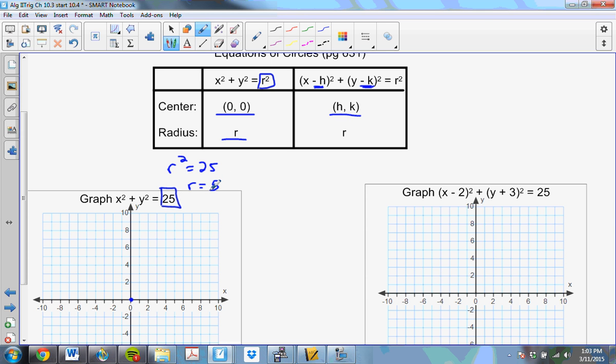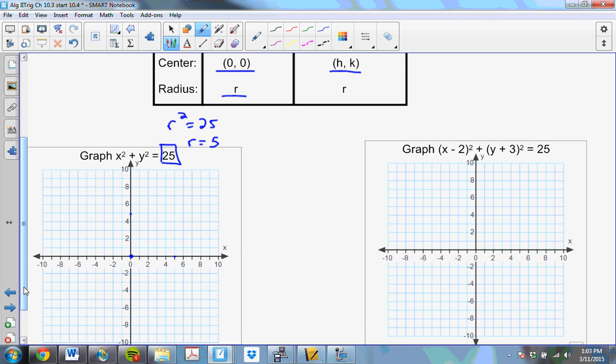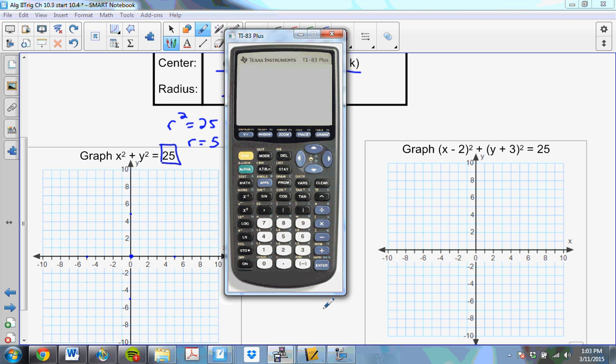So I know that from the center, I'm going to go right 5, up 5, down 5, and left 5. And you can try to draw your circle here. If you have a compass, you can definitely use a compass. But here's a really great trick that I have for you, one that you're going to want to remember, just because it's nice. It's not actually going to make a difference anywhere, except the graphing gets much easier.